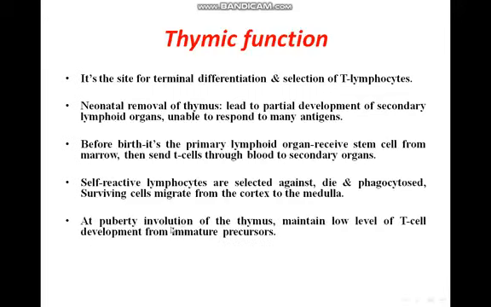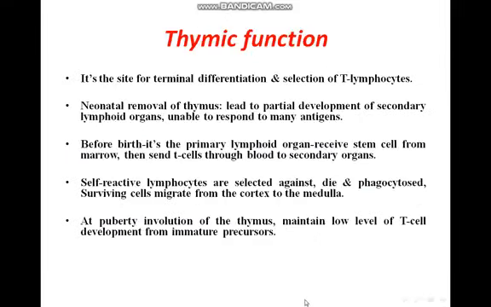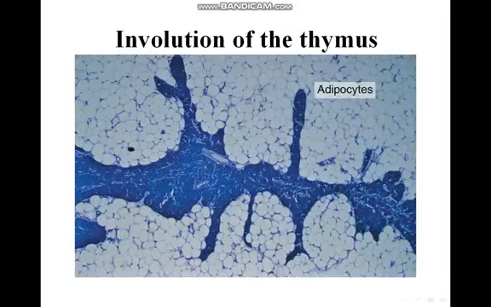At puberty, there is a reduction in the function of the thymic tissue, called involution of the thymus, but it still maintains a low level of T cell production through to development of mature precursors. Here is a picture of the thymus in the involution state. We have replacement of lymphoid tissue by adipose tissue, and a little normal lymphoid tissue still survives to continue T cell production through puberty.